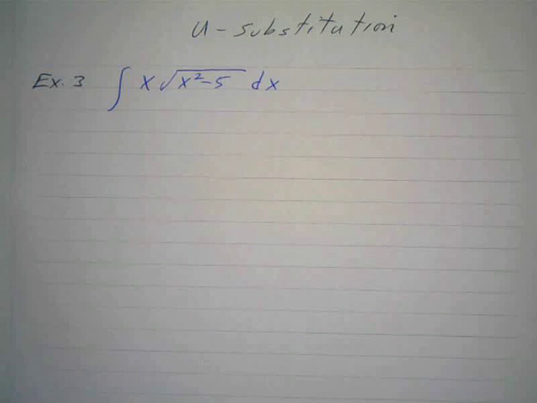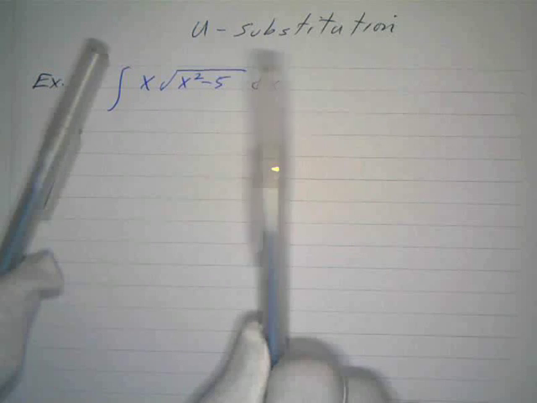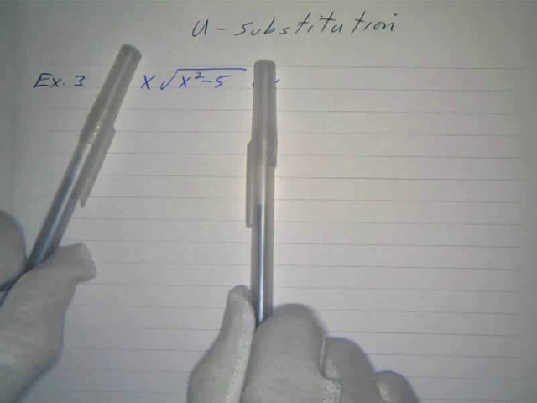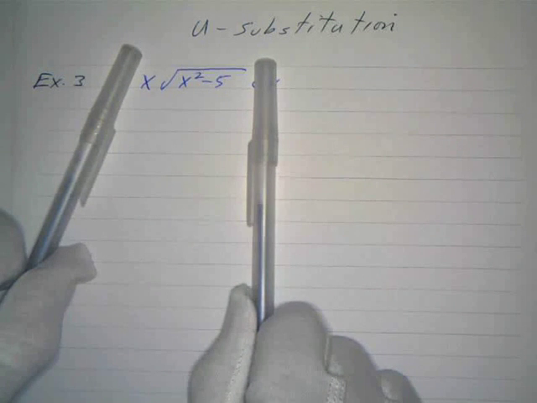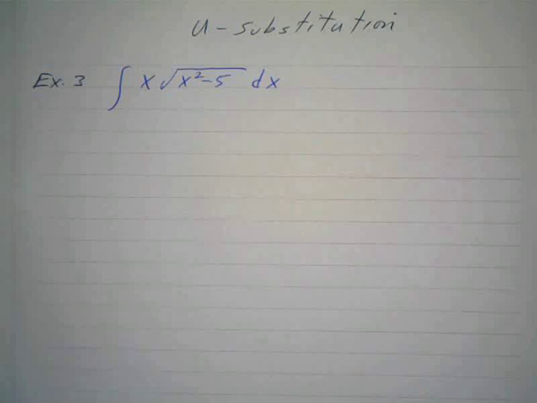Here's another u-substitution example, and this is example 3. Again, we're dealing with the antiderivative, so we have the antiderivative of x times the square root of x squared minus 5. Whatever's between these two symbols is what we're trying to find the antiderivative of, but it's a little more complicated because of the chain rule involvement.